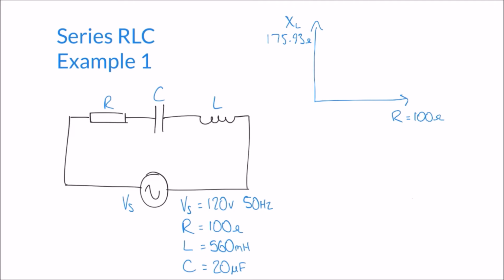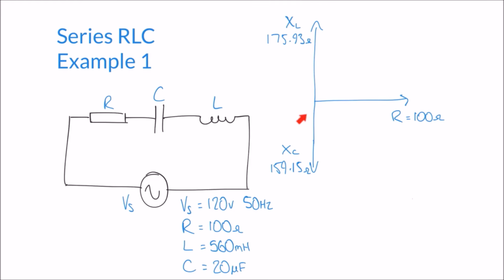But we also have our capacitive reactance, and our capacitive reactance should always be in the downward direction, and that comes to a value of 159.15 ohms. That's what we calculated on the previous slide, and that was XC. Now, to simplify the process here, you'll see that we have our inductive reactance pointing in this upward direction, and we have our capacitive reactance pointing in this downward direction.